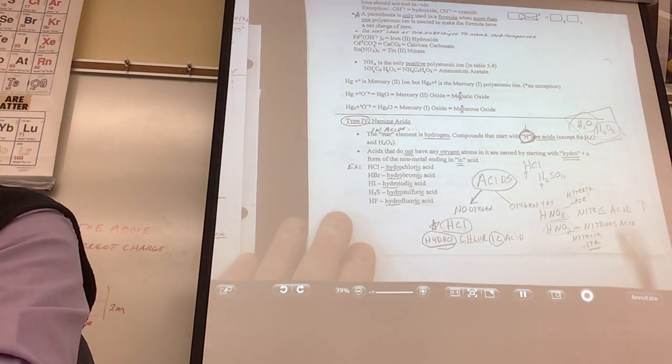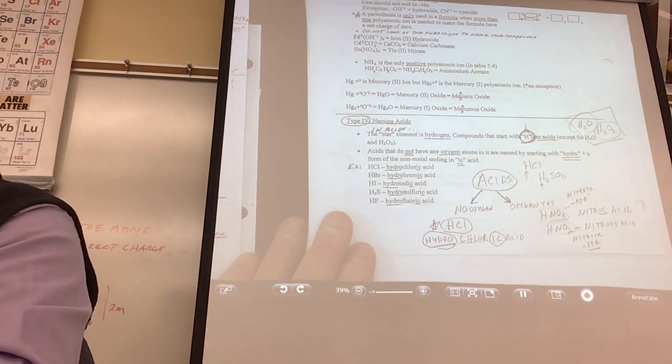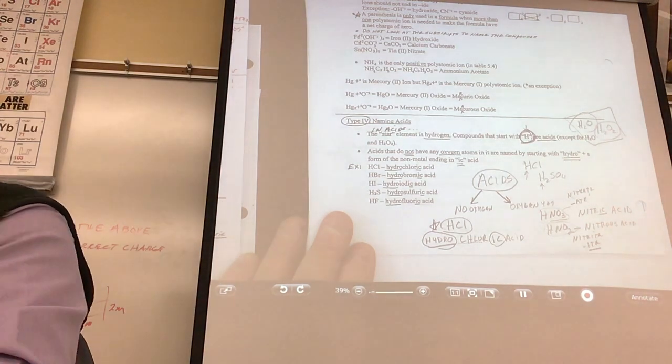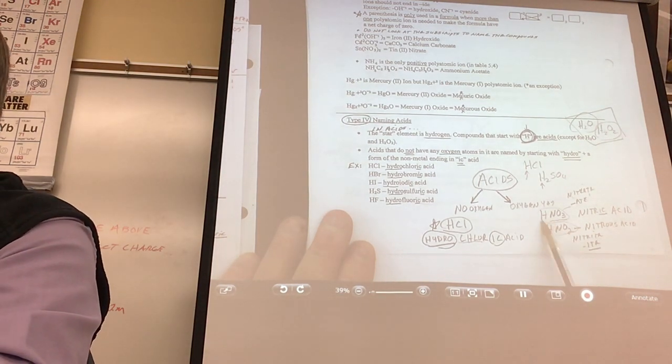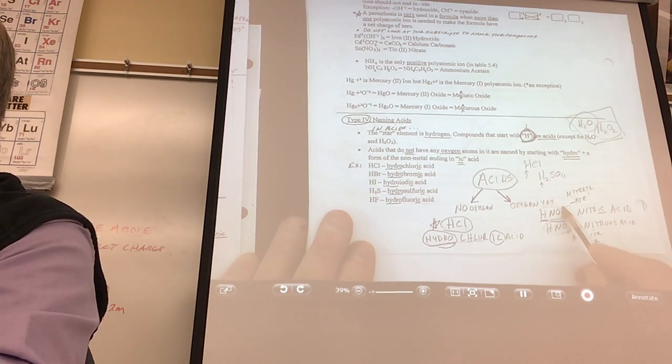Now go over here. What about the acids that do contain oxygen? And you know why they contain oxygen? They're in a polyatomic ion that has oxygen in it. So that's what I want to concentrate on. Here's an acid. See, it starts with H. And it has what polyatomic ion in it? What's that called?